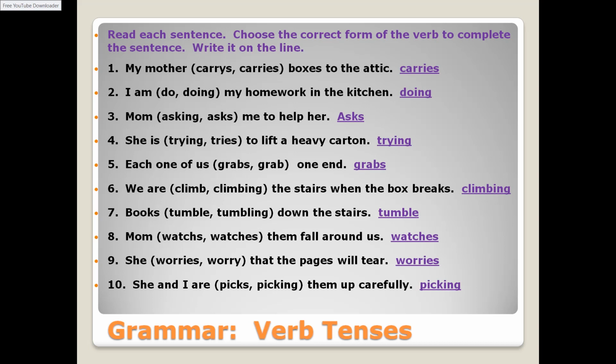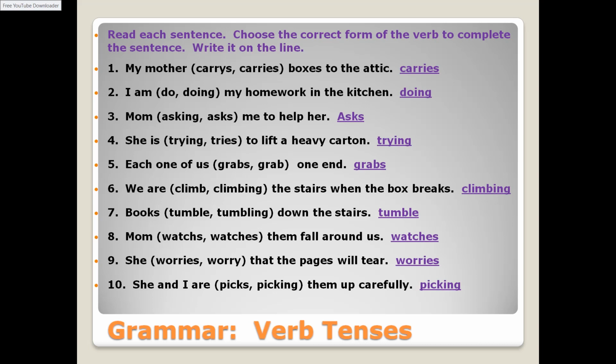Why carries, with IES? We have just learned this rule. When a verb ends with the letter Y preceded by a consonant, we remove Y and add IES to it. So the answer here is carries. The second sentence reads, I am, and in the parentheses we have two options, do or doing, my homework in the kitchen. So here we have a verb be. Don't forget the verb be.